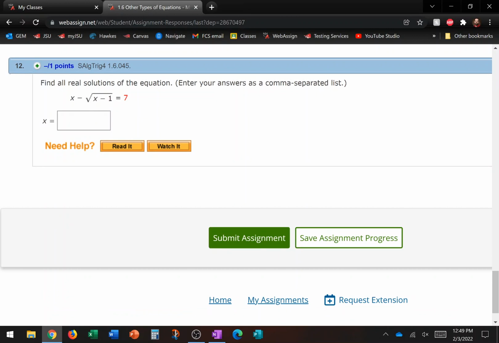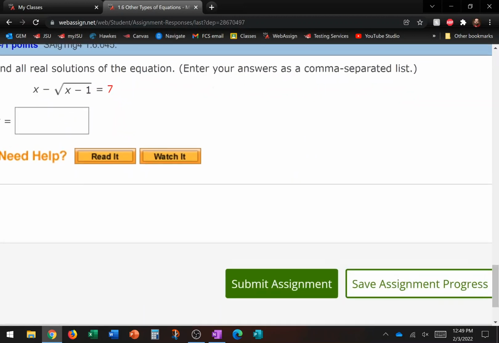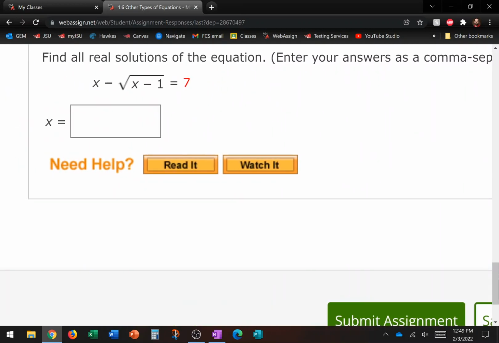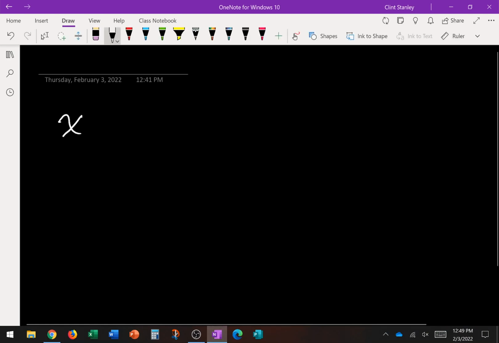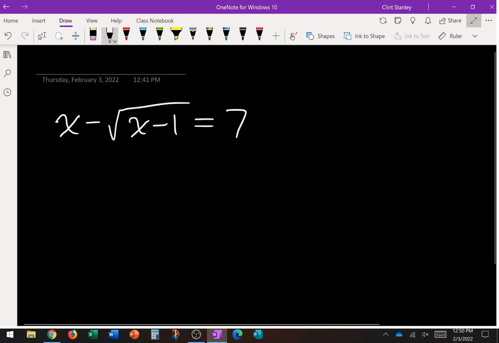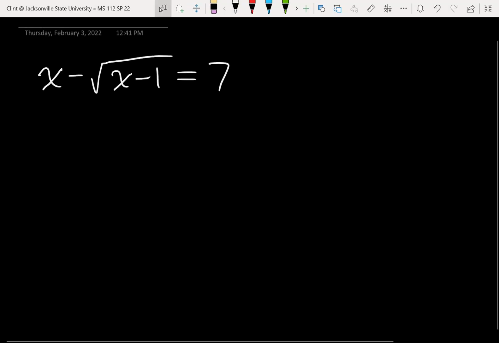Okay, so we've got a radical equation. Let's zoom that in a little more. And if we get more than one solution, it says we can put our answers in with commas in between, but work it and see what we get. So x minus the square root of x minus 1. Our general strategy on these, when we have a radical, we want to get the radical by itself. And then if it's a square root, we'll square both sides.